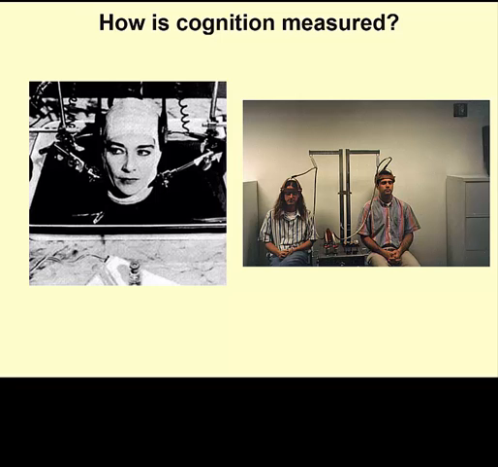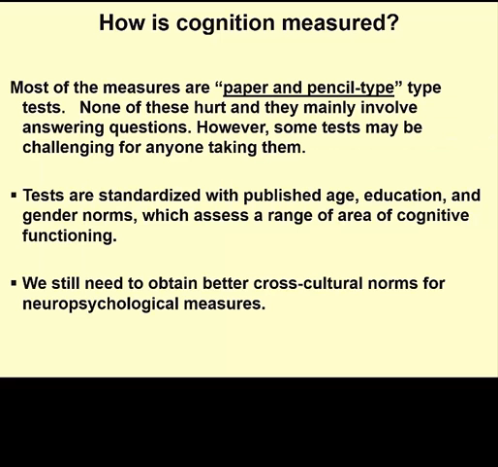So how do neuropsychologists measure cognition? Actually, most of the measures are paper and pencil types of tests. None of the tests hurt, and they merely involve answering questions. However, some neuropsychological tests may be challenging for anyone taking them. Tests are usually standardized with published age, education, and gender norms, which assesses the area of cognitive functioning. However, we still have to obtain better cross-cultural norms and develop more culturally fair tests.